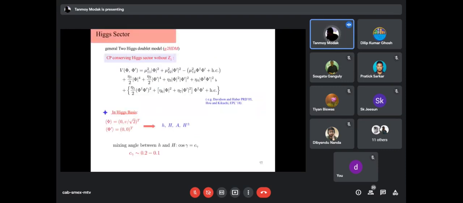Let me start with this well-known potential. All of you know this thing. Today I talk about the CP conserving Higgs sector with no discrete symmetry. So I have all the 7 quartic couplings and 3 dimensional parameters. All right, it has been discussed, there could be other papers before, but mostly in Davidson and Haber, and you can also look at this paper as well. And of course, some of you have probably written many papers on this Higgs doublet model.